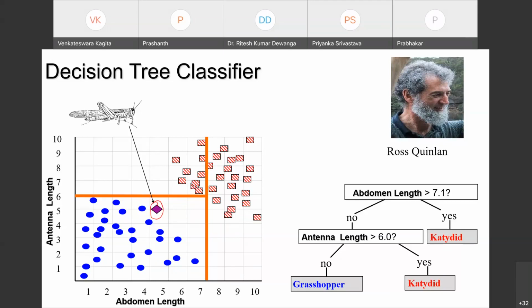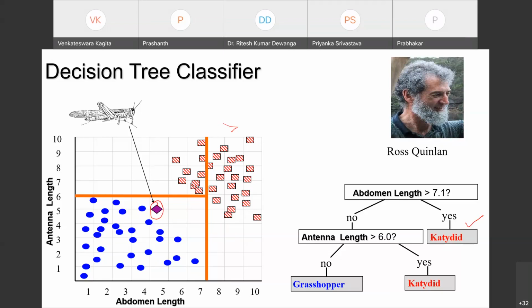Greater than 7.1 cases are on this side. So there is no ambiguity for those kinds of cases. If it is greater than 7.1, then it is surely a candidate, isn't it? So you're classifying that as candidate. If it is not, then there is some ambiguity. You have to go for another question.